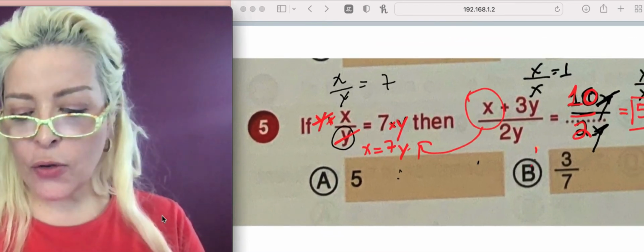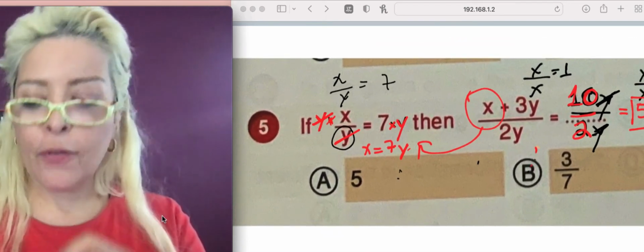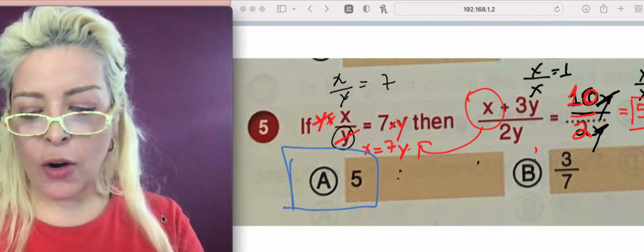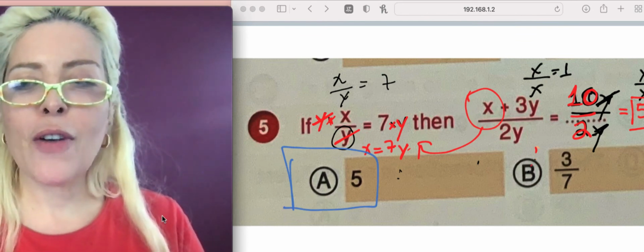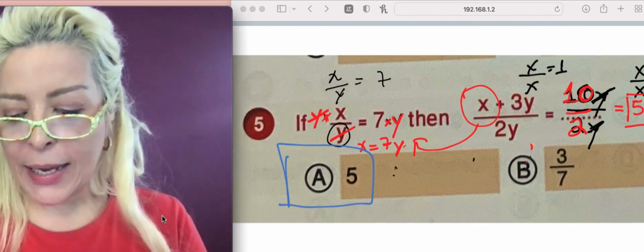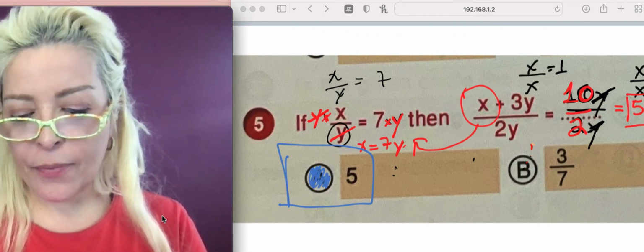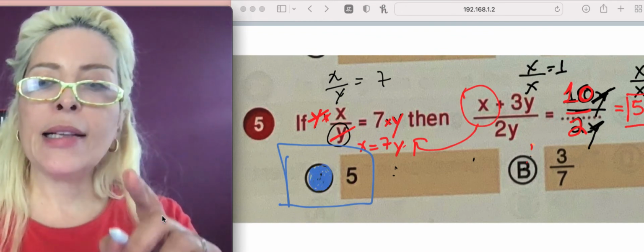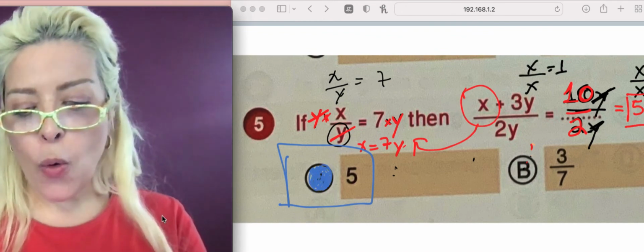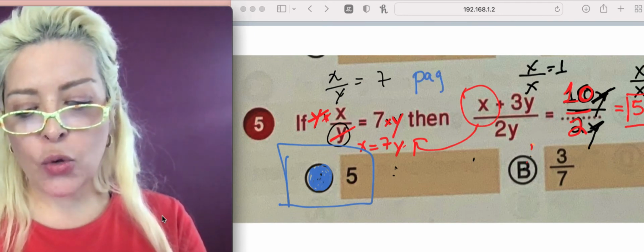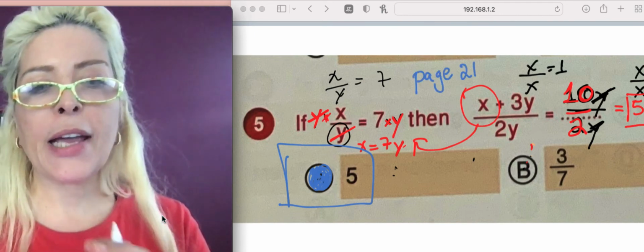So the answer is 5. This is our answer for question number 5. Question number 5 is A. And we have finished question number 5 from page 21.